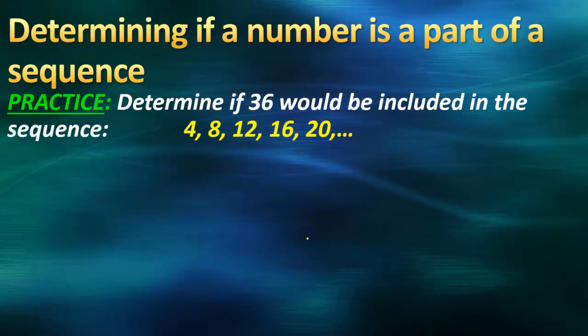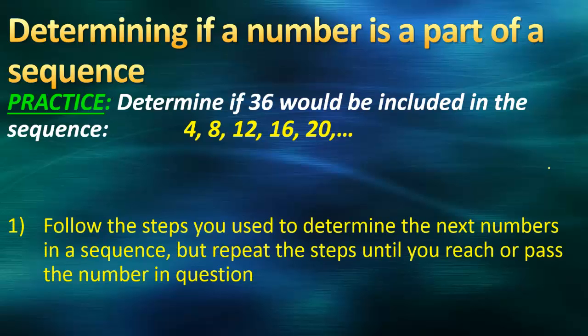All right, so another problem I see is determine if 36 would be included in this sequence, and we've got 4, 8, 12, 16, 20, and so on. That means the sequence continues. So what we're going to do is follow the same steps that we used to determine the next numbers in the sequence, and we're just going to keep repeating the steps until we either reach or pass the number they're asking about. So in this case, it's 36.